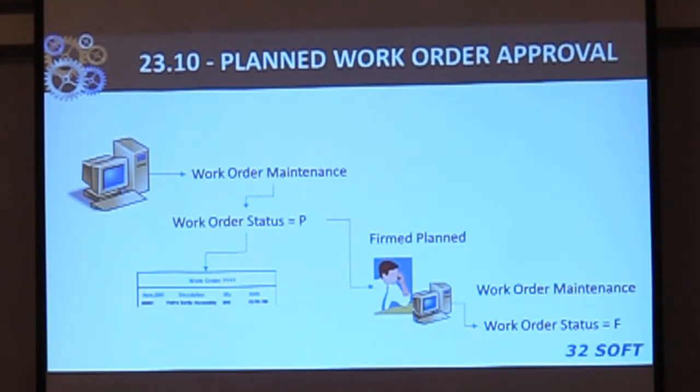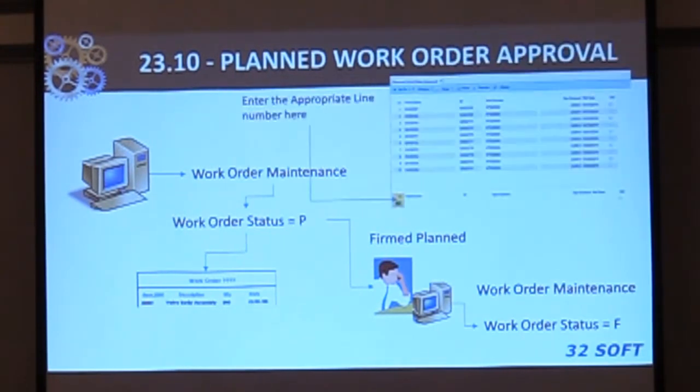2310, planned order work approval. It's going to come into MRP as a planned order. That's what MRP does, plans orders. And so the planner is going to go through and firm those orders up and hopefully use this 2310 process to be able to actually create orders that can be released out into the shop floor.